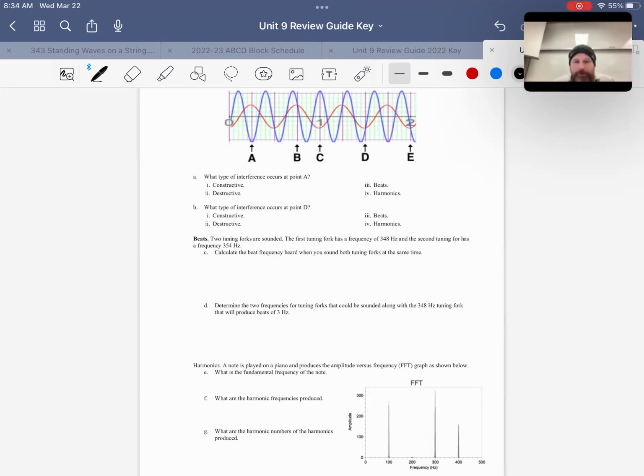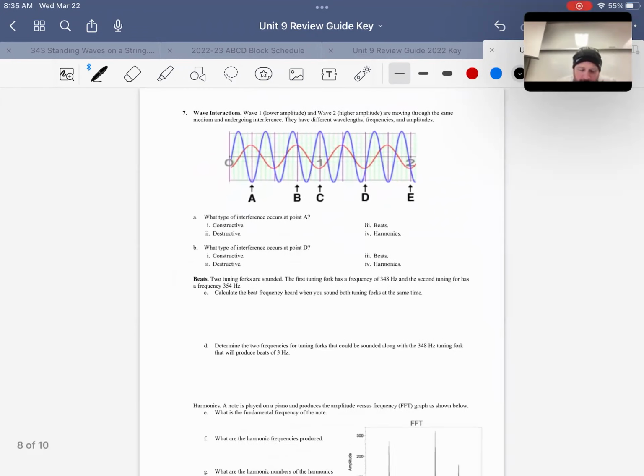Now, there's something called beats here, which is a kind of extension of that. We didn't talk a lot about that, but I'll show you how to do that. And it's not that important for this particular one. It's just an application of interference here. So anyway, we do need to analyze this wave here.